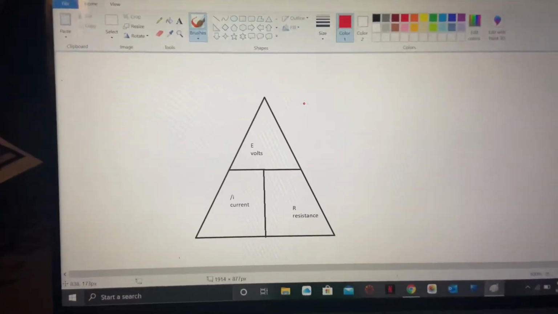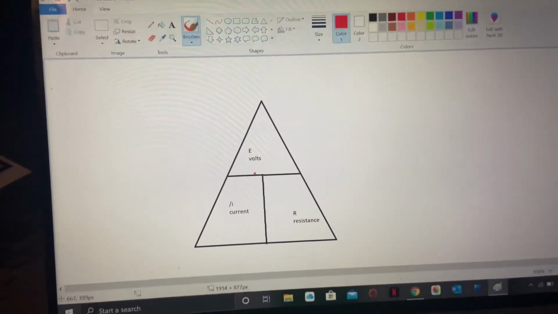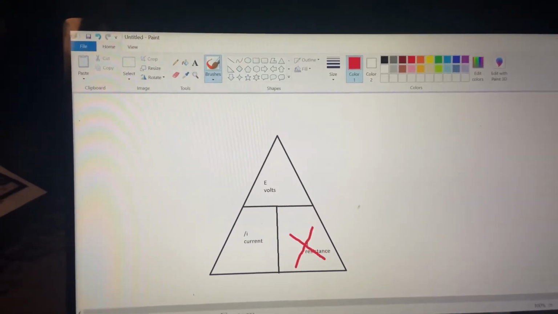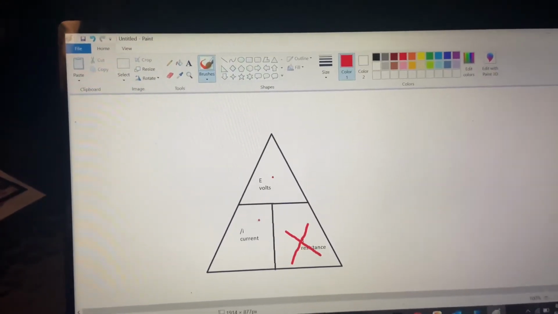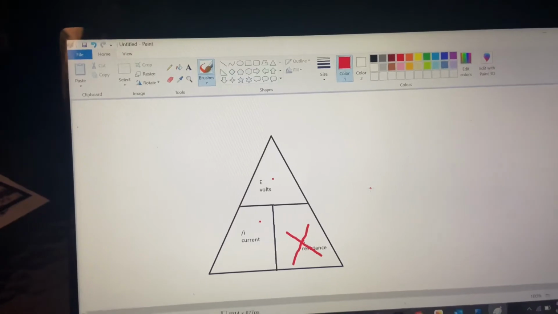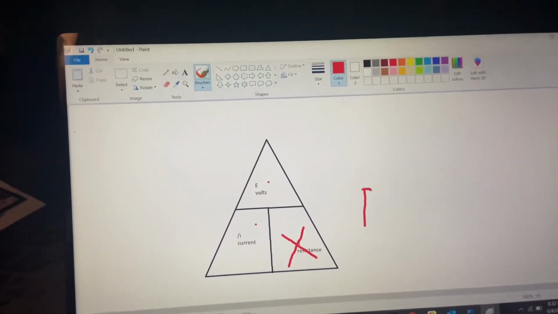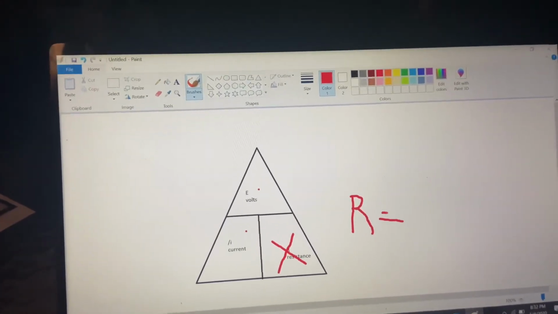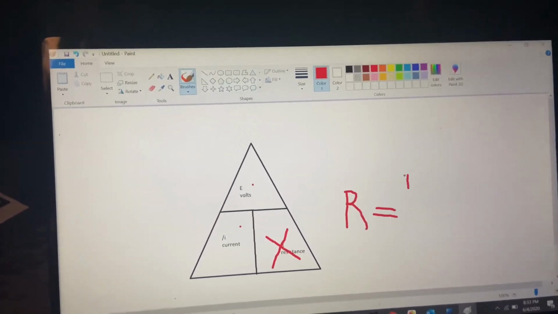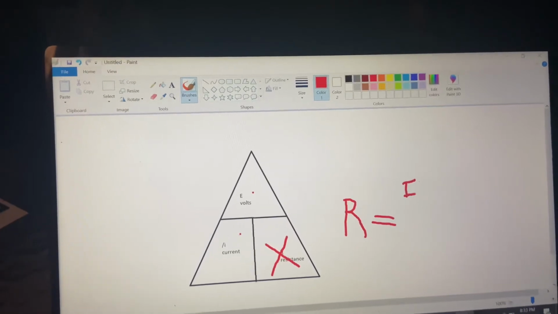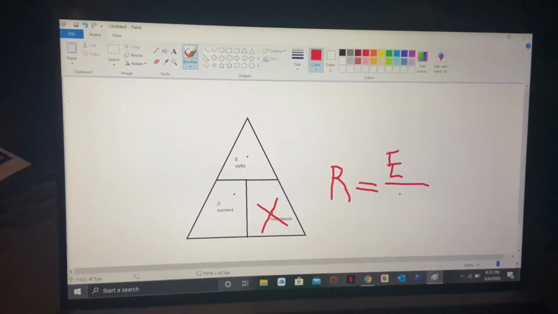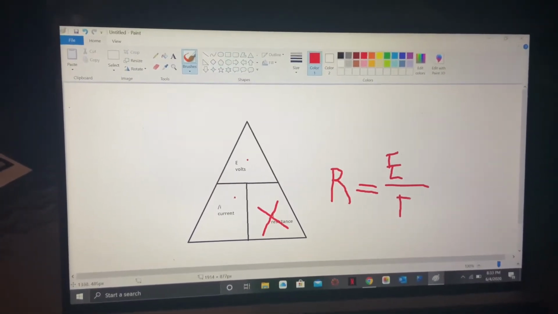Okay, and to use the formula, let's say for instance you don't know the resistance, but you do know the volts and you know the current. So basically the resistance, which I'm going to put right here, would equal the volts. Sorry if I'm going slow, I'm just going right here with my fingers. That's an E, by the way, over the I. And that would give you your resistance.